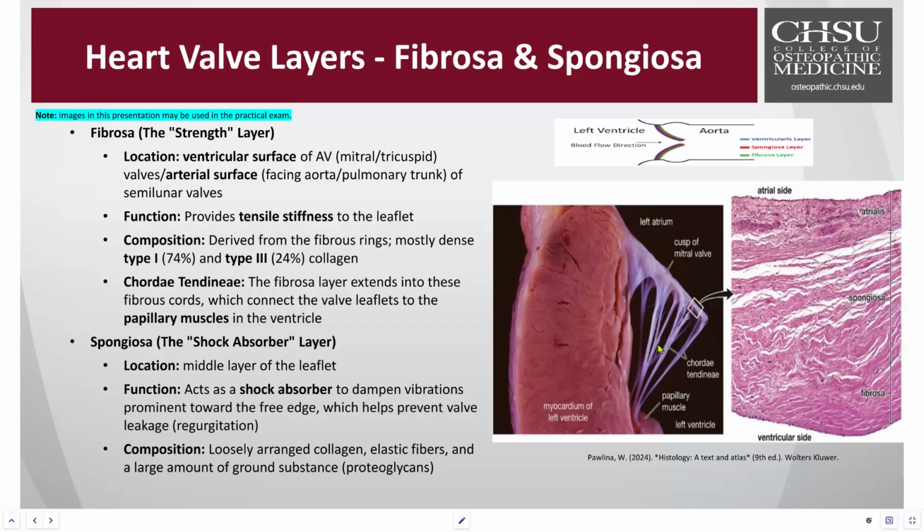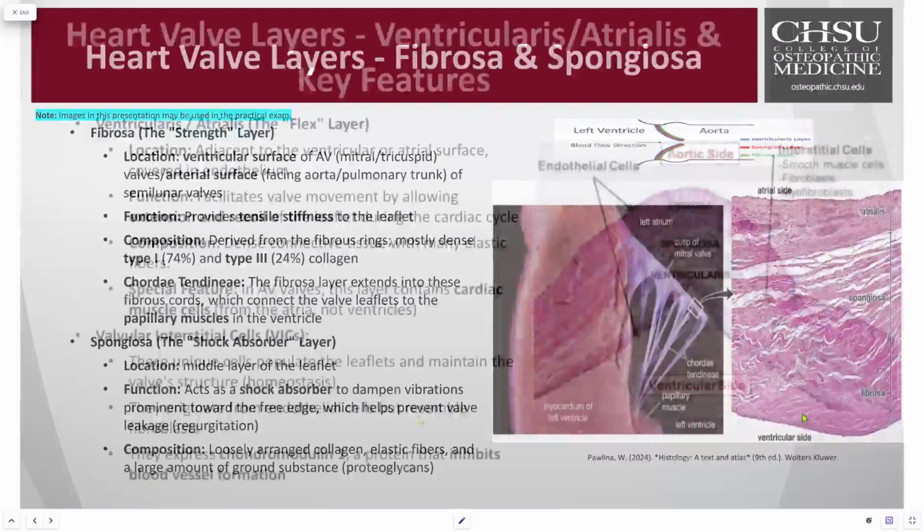As seen in the histological image of the mitral valve, the spongiosa layer on the right side, as you can see, is really thick towards the free edge of the leaflet at the end, and that helps to properly prevent any backflow of blood. So it plays a role in preventing regurgitation. So you can see over here the different layers. On the atrial side, we have the atrialis, spongiosa, and then fibrosa on the ventricular side.